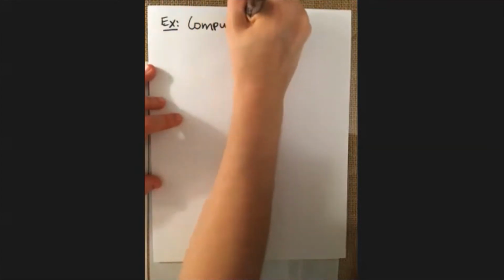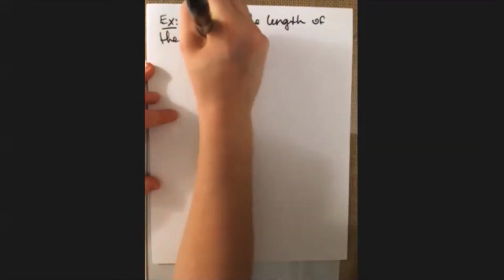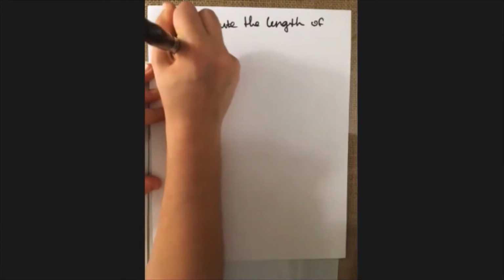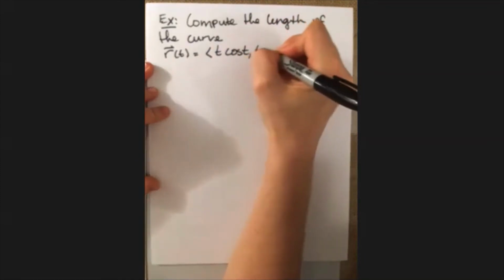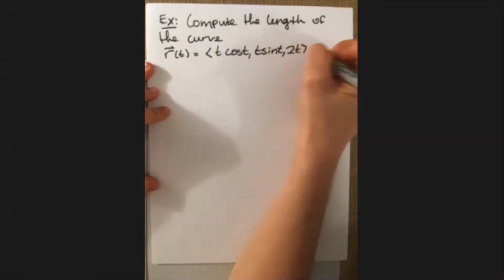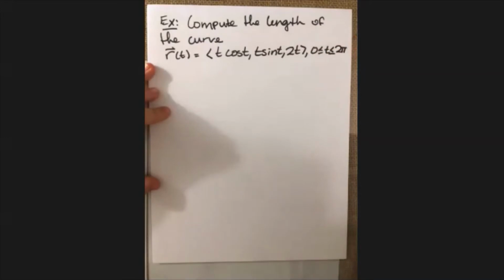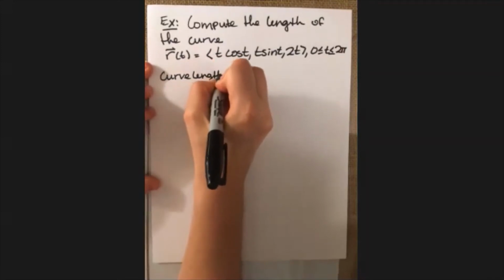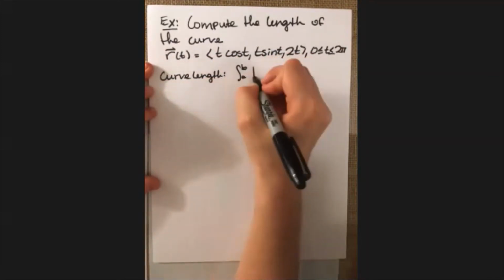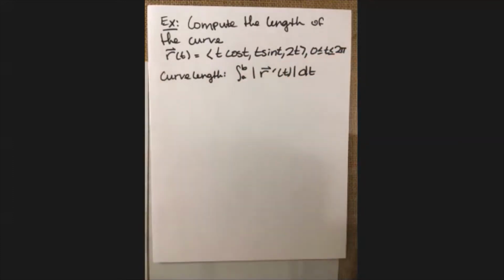So here's an example. We're going to compute the length of the curve r of t equals t cosine of t, t sine of t, 2t, when t is between 0 and 2 pi. Remember that our curve length is given by the integral from a to b of the length of the velocity vector.